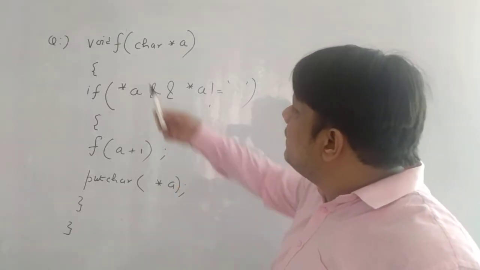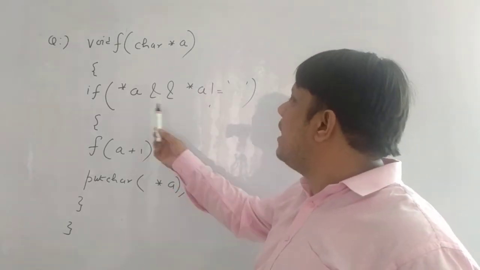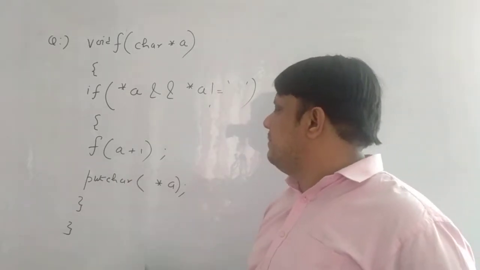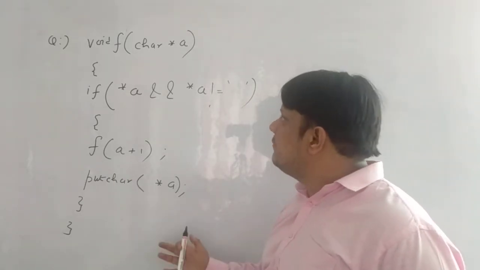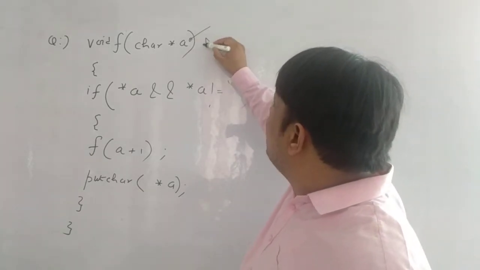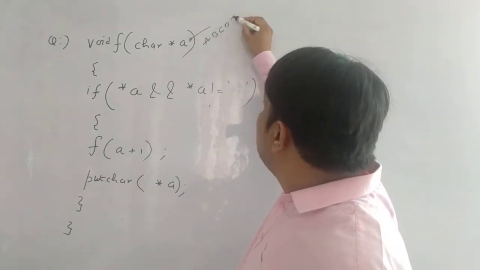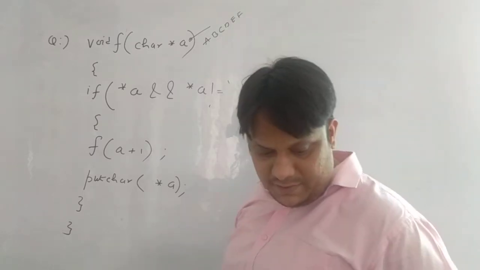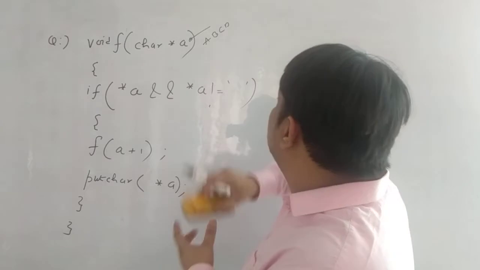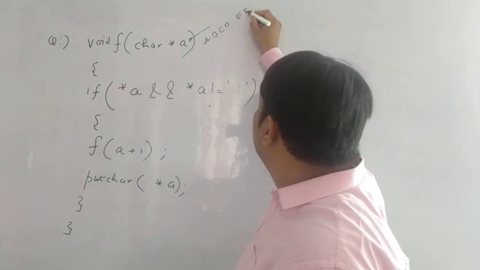Now, we have this function void f(char *a): if (*a && *a != ' ') { f(a + 1); putchar(*a); }. Now we have to call this function and pass the string. Let's suppose a, b, c, d, e, f, a, b, c, d, space, e, f, g, h. Let's suppose this is our string.